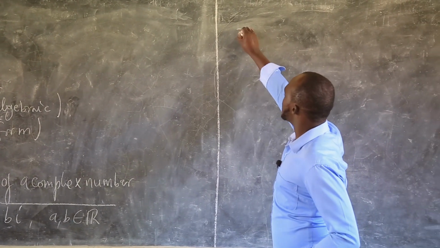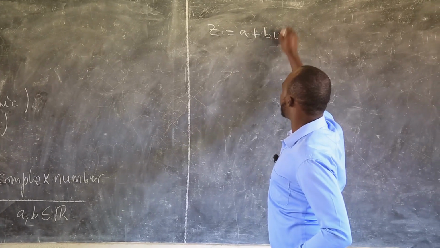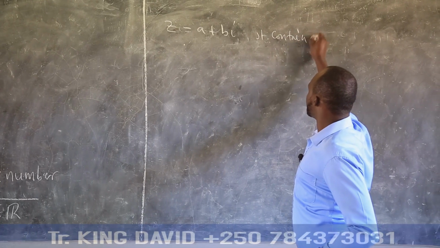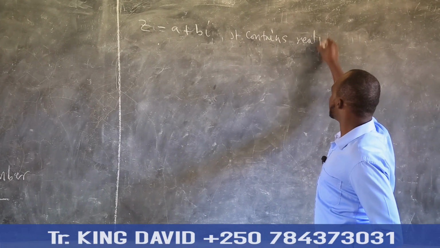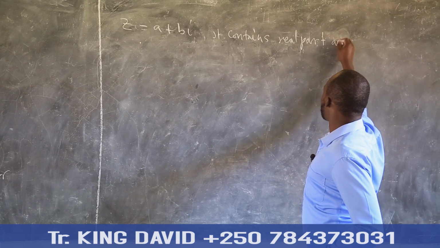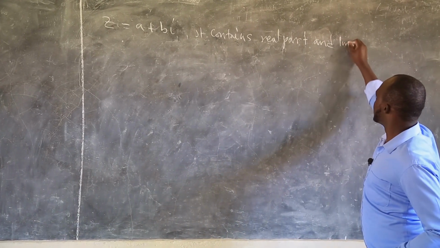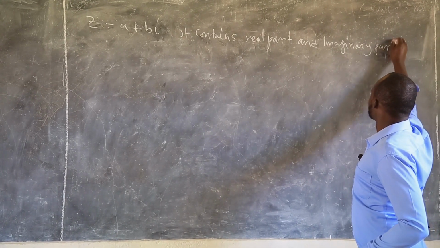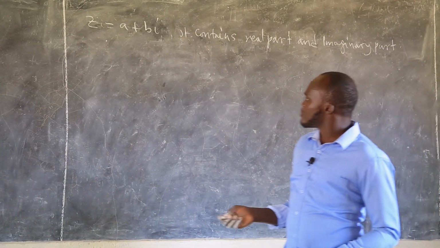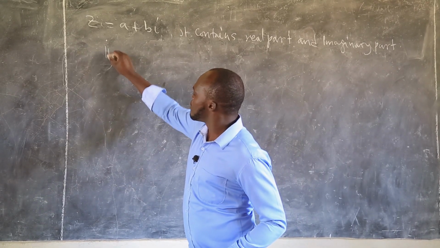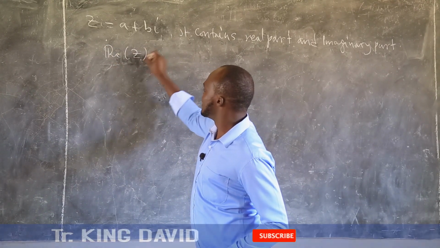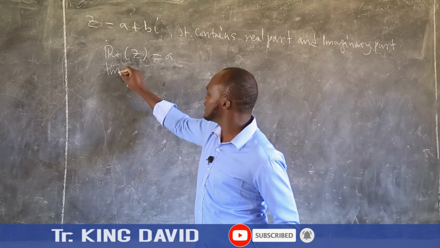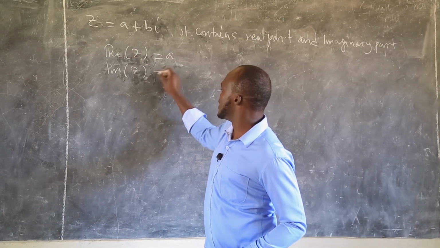So z, which is equal to a plus bi, it contains real part and imaginary part. So what is our real part? Our real part of z is a. What is our imaginary part? Our imaginary part of z is b.